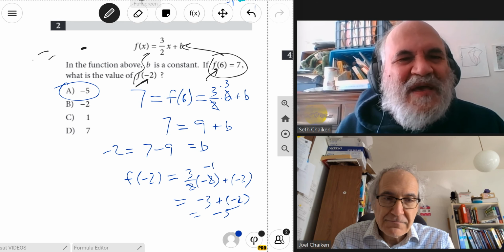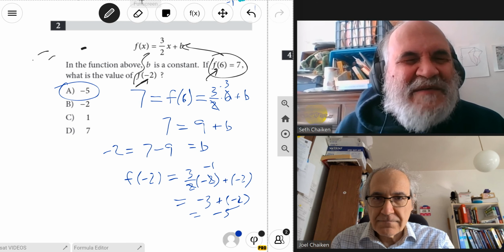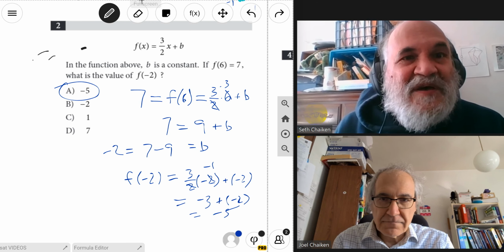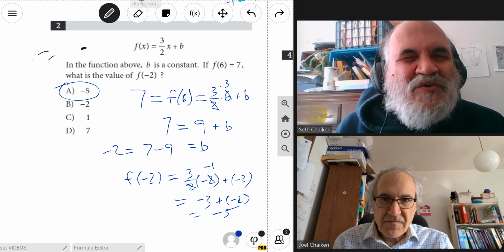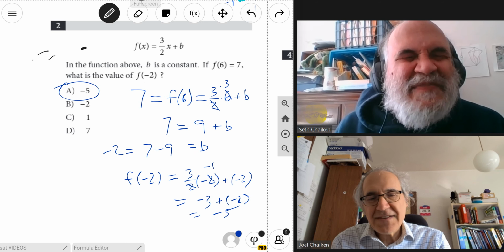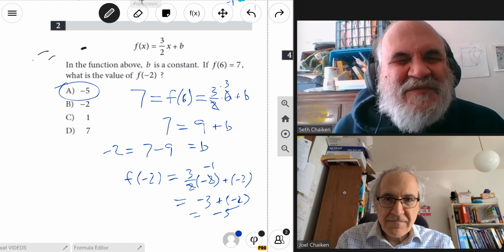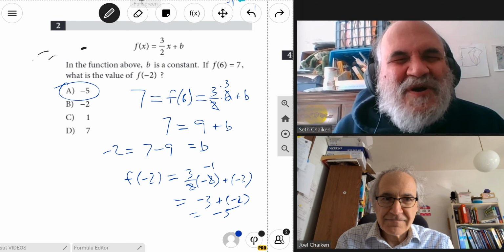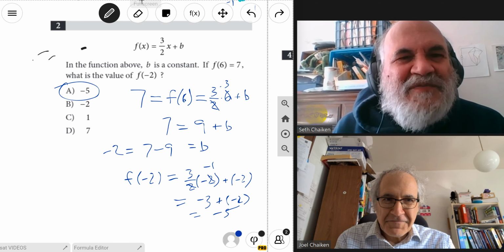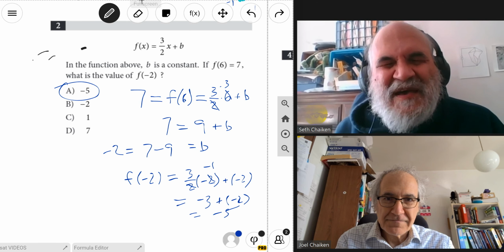The other way of seeing it is the question is to find f of minus 2, and they tell you a formula for f, but the formula has an unknown quantity b. Then they give you further information, which gives you an equation that you could solve for b. Then you know what b is, and therefore you could figure out what f of x is for any x, and then you apply it to finding f of minus 2.